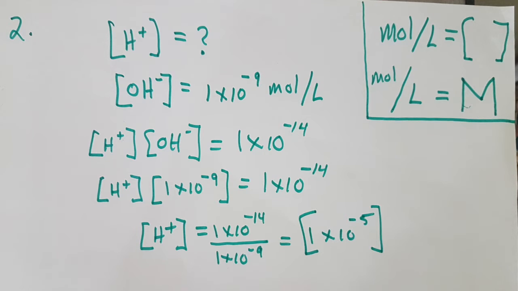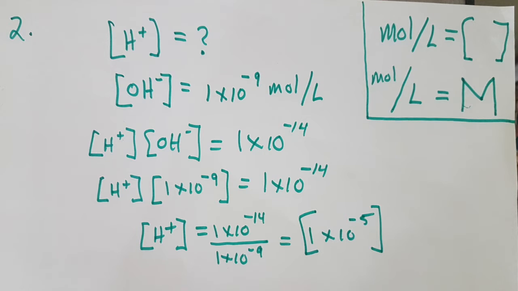We know that the OH concentration is 1 times 10 to the negative 9. So you plug in the OH concentration and you divide 1 times 10 to the negative 14 by the OH concentration, and that's going to equal the H ion concentration of 1 times 10 to the negative 5th. And don't forget, moles per liter, that's what the bracket is, and moles per liter equals molarity.